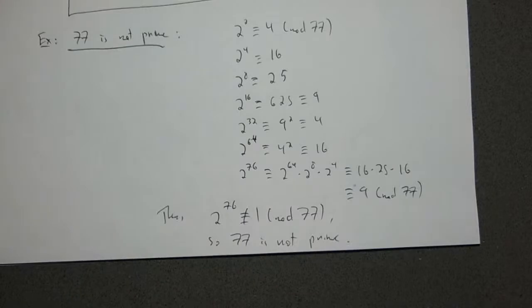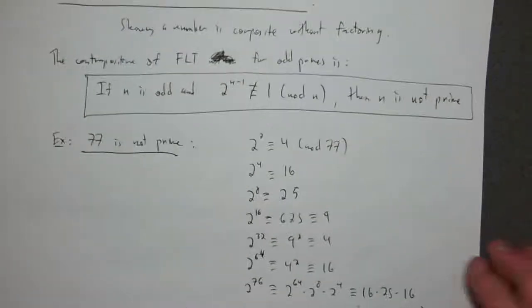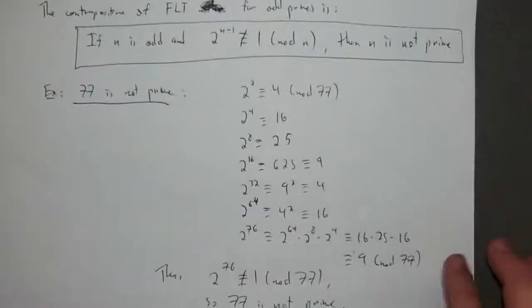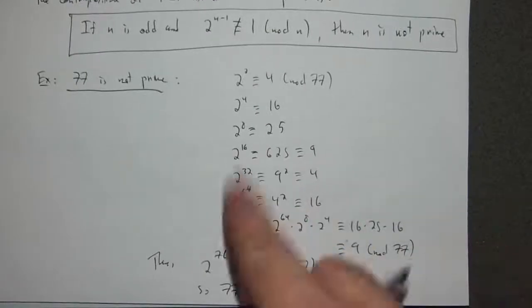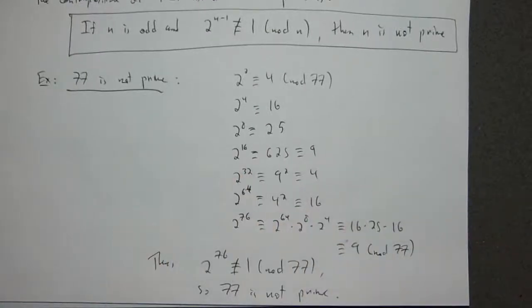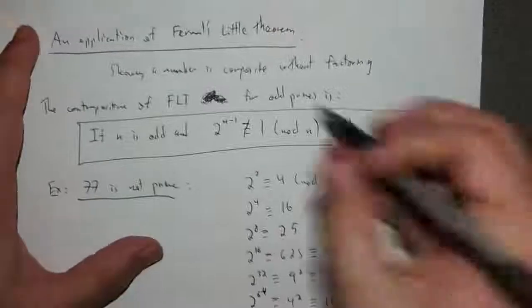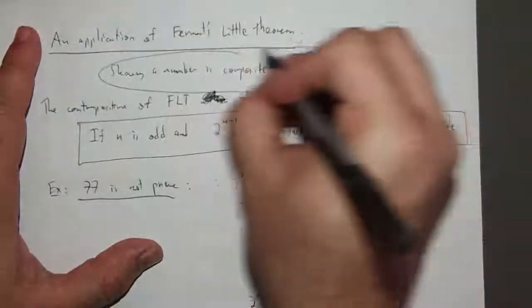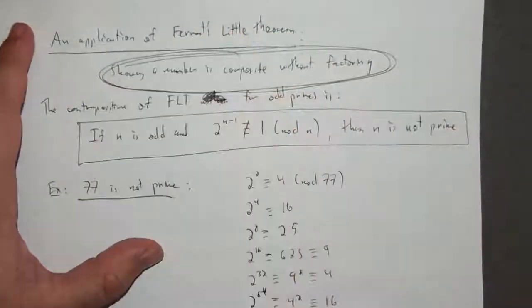Okay. Now, what is the benefit of doing this again? This seems like a lot of work just to say that 77 is not prime. The benefit is that you can do it without factoring.